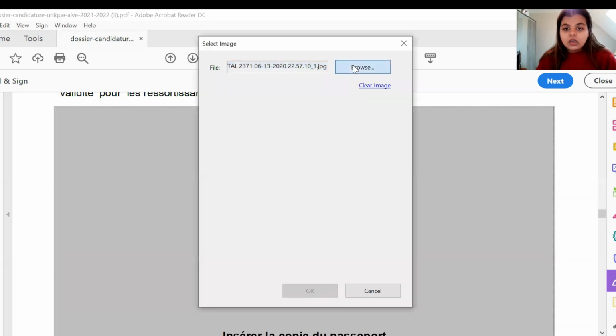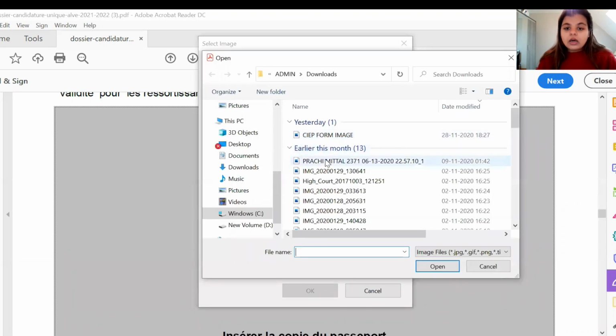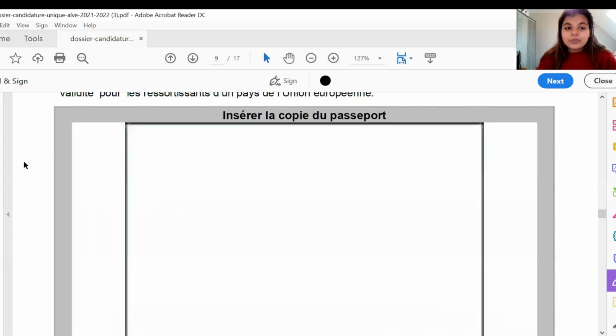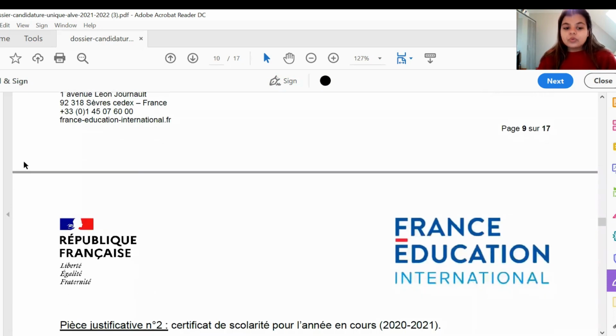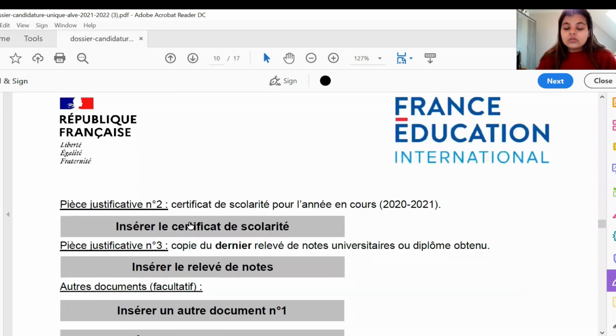You click on this, you browse, and I'll just insert a plain image. You insert your passport, a clear scan of your passport. Then this is also very easy.